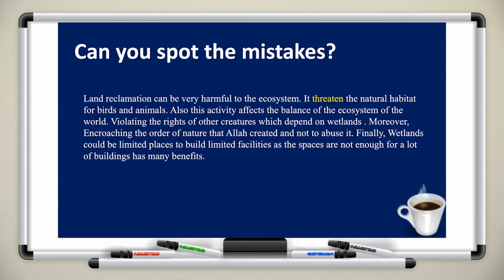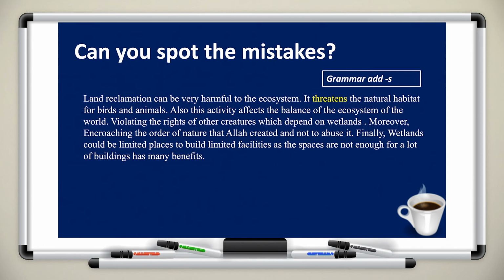Here we have a paragraph. Can you spot the mistake? I've already highlighted it for you. What do you think? Land reclamation can be very harmful to the ecosystem. It threatens the natural habitat. What do you notice here? It threatens. When we say it, what do we need to add? Look at the tense. It threatens, so we need to add an S here. Excellent.